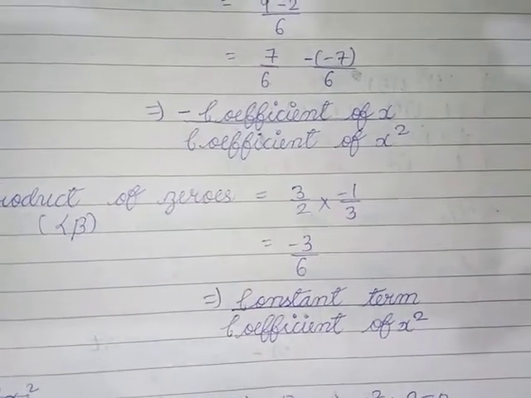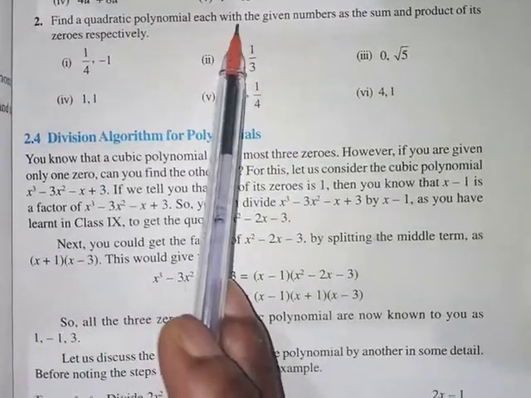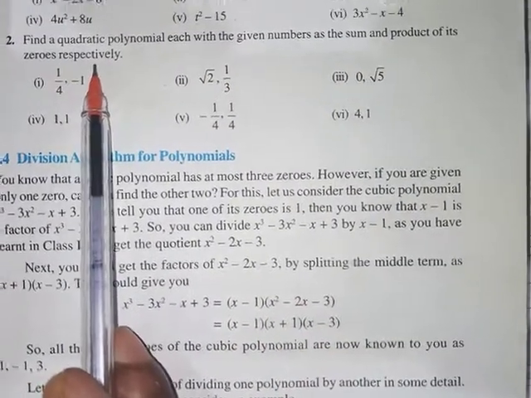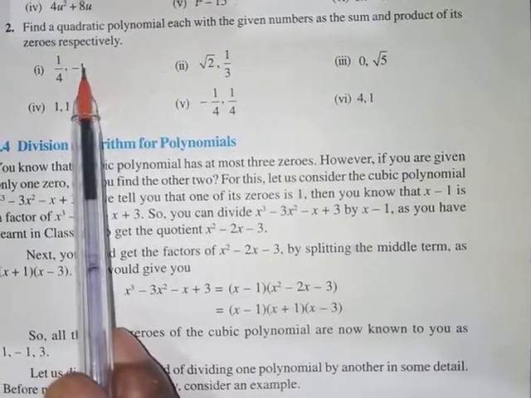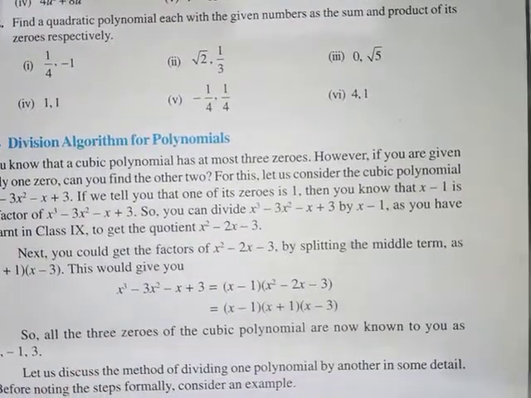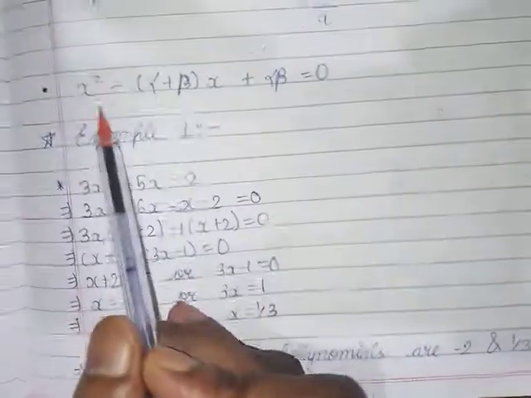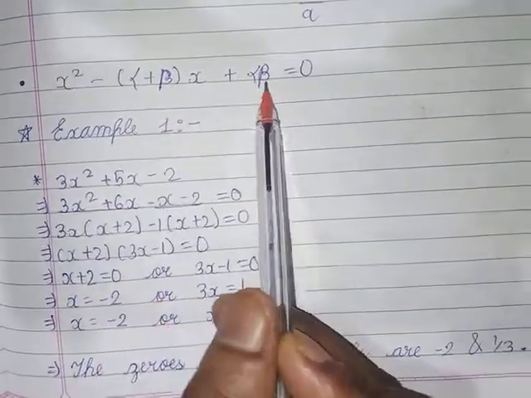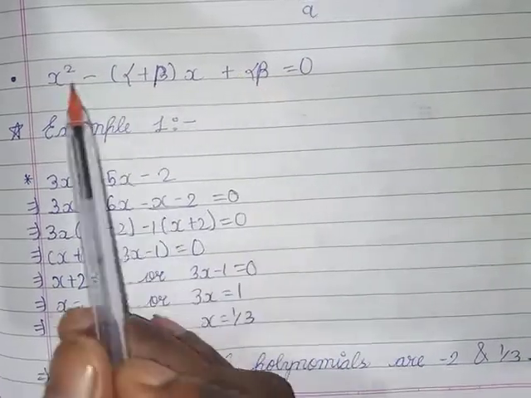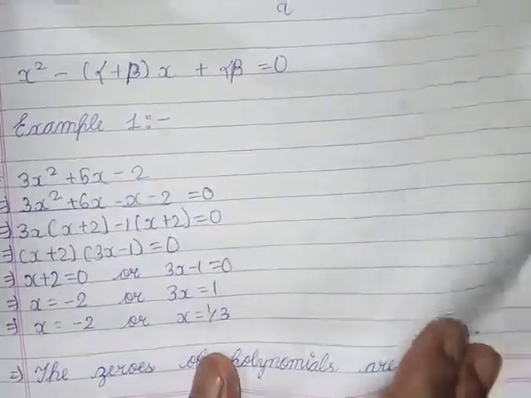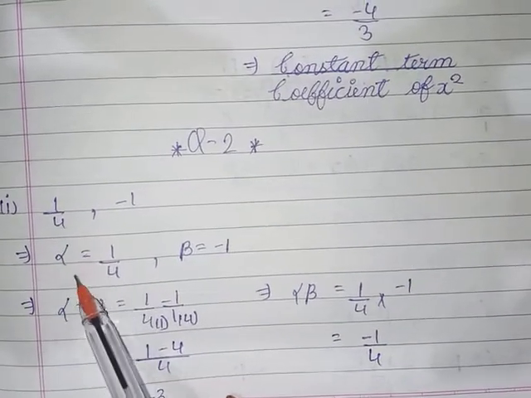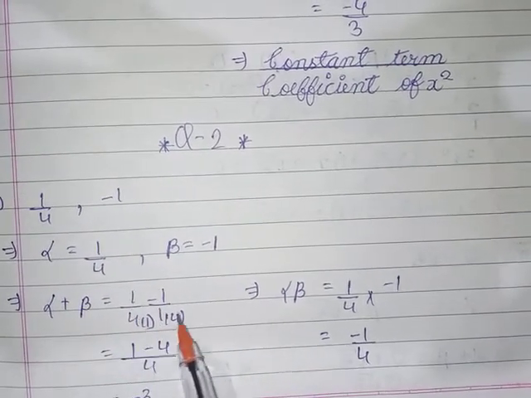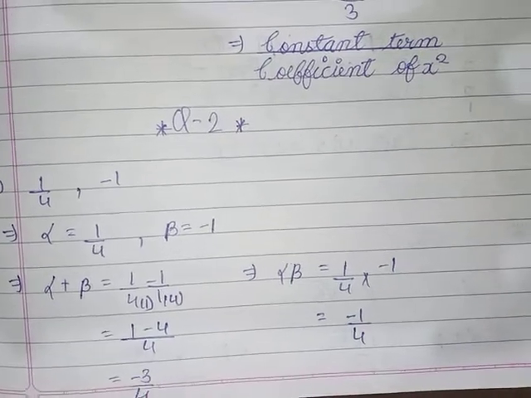Next question: find a quadratic polynomial with the given numbers as the sum and product of the zeros respectively. Let the zeros be alpha and beta. Find alpha plus beta and alpha into beta, and substitute in this equation. So you will get the required quadratic equation. Here alpha is 1 by 4, beta is minus 1. Alpha plus beta, if you take it, will give minus 3 by 4.